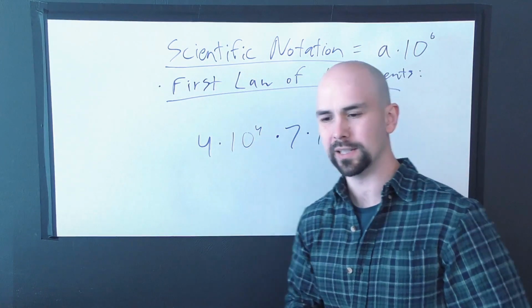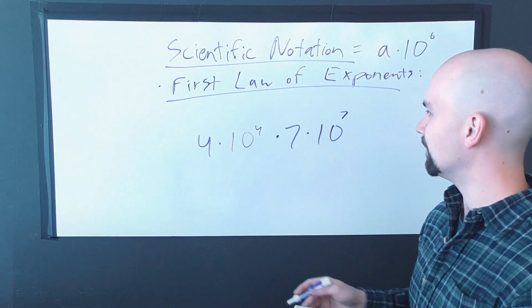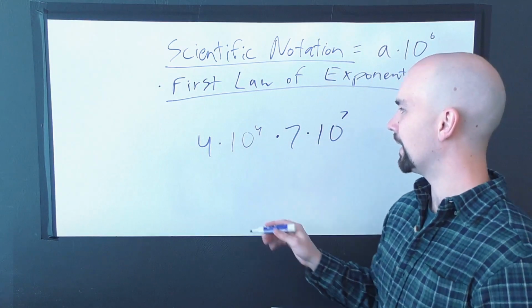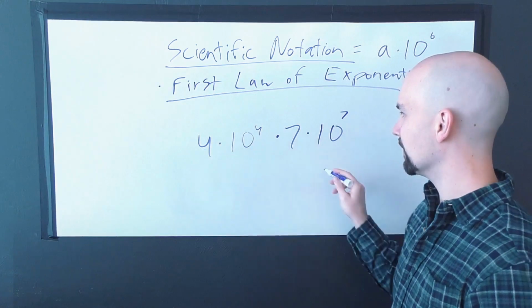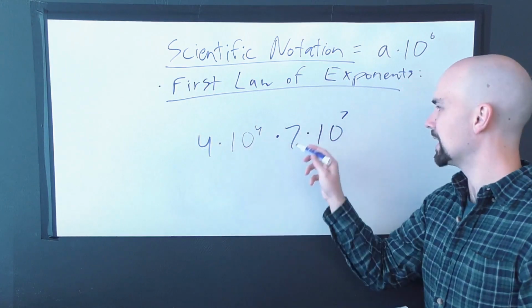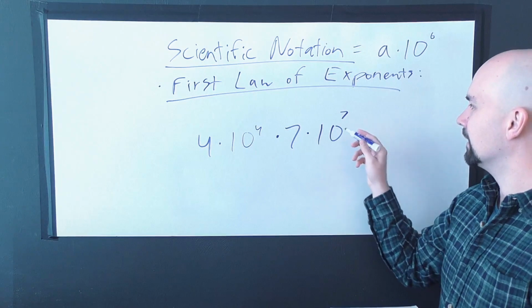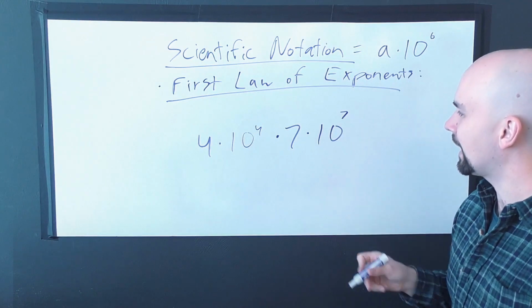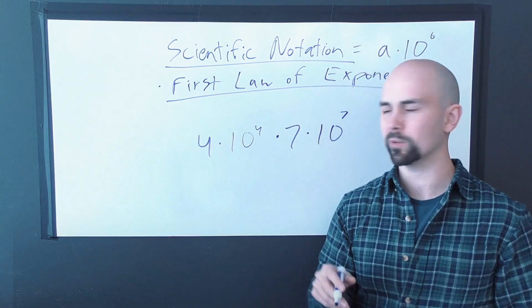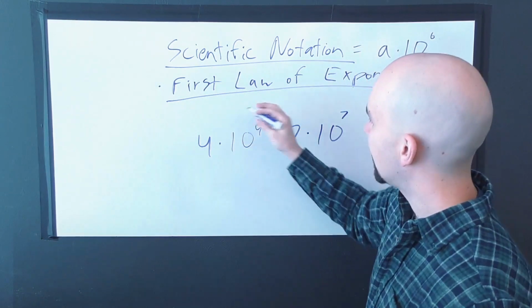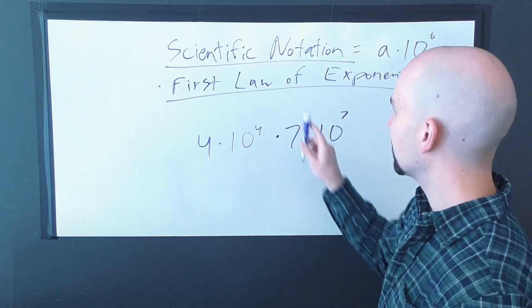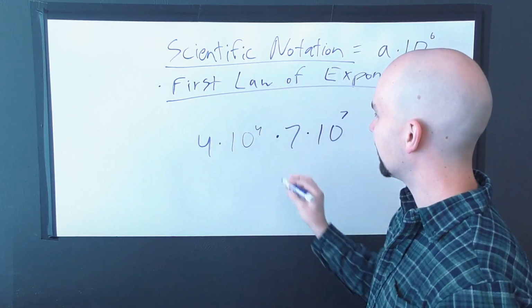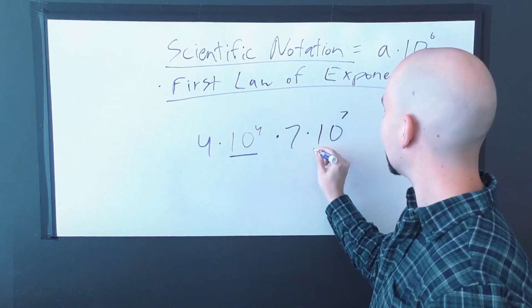So what do I do with this? It could be kind of irritating because if I were to do one at a time, I would say, okay, 4 times 10 to the power of 4. So that's a 4 with 4 zeros, times 7, and then 7 zeros at the end of the 7. It could get kind of messy because there are so many digits to account for, but here's the easy way. When I'm multiplying numbers that are in scientific notation, I can remember the first law of exponents, which says that if I've got the same base, I can add the powers.